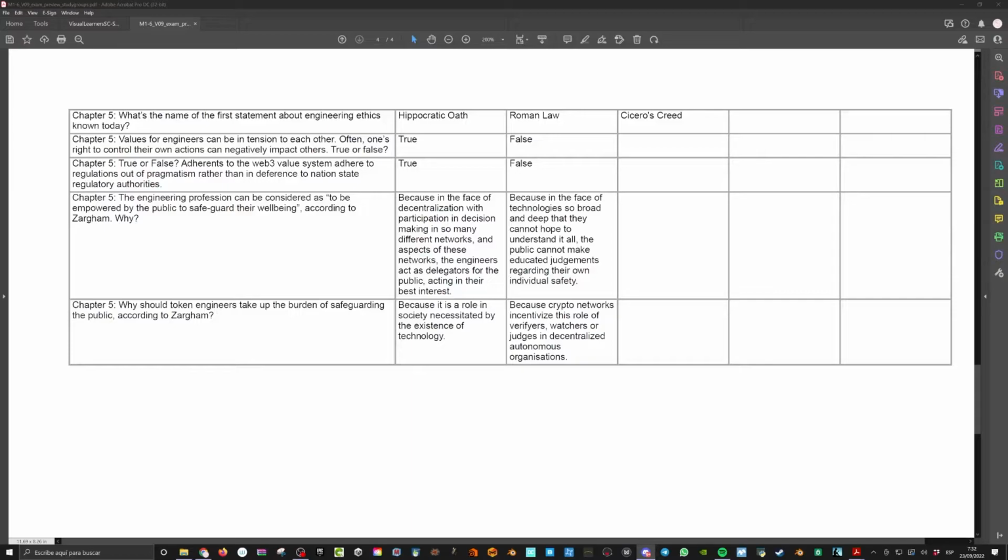Okay, the next one, true or false? Adherence to the Web3 value system, adhere to regulations out of pragmatism rather than in deference to nation-state regulatory authorities. Who wants to take this? Chris, do you want to take this up? Also, if you guys disagree, you can put it on the chat, yeah?